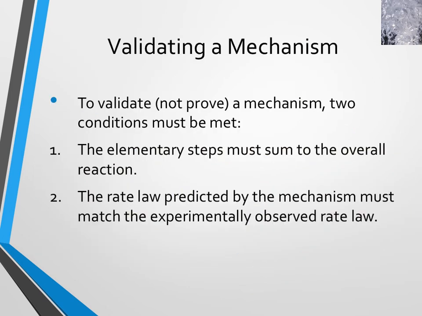Now, a third type of question, and this one's quite easy. You might be given an overall reaction and a choice of 3 or 4 mechanisms. So the question might say, which of these mechanisms is possible? How would you know that? Okay. If a mechanism has been proposed, there are 2 conditions that must be met. Number 1, when you add up the elementary steps, and literally add them up, so all the reactants get added together and then all the products get added together, the elementary steps must add up to give the overall reaction.